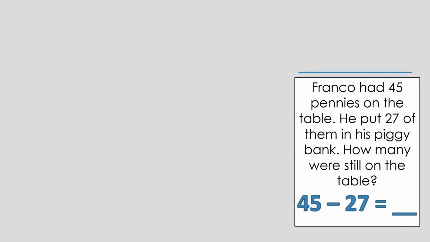We know that Franco had a total of 45 pennies to start with. Then he put 27 of the pennies away in his piggy bank. So we need to find out how many pennies are still on the table. We can also subtract in parts to solve this problem. Remember, when we subtract in parts, we can decompose the number 27 into smaller parts. I would use my knowledge of place value to help me break apart the number 27 into 20 plus 7.